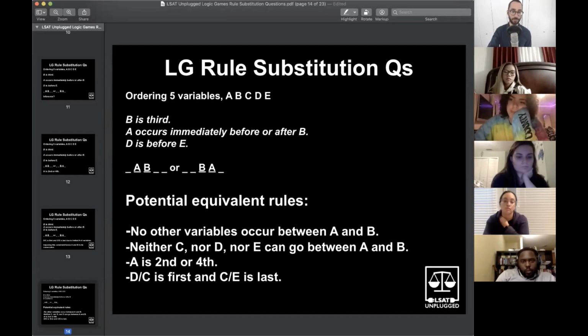And then that last one, D or C is first and C or E is last, is probably the hardest out of these 4. First 2 are basically just reframings. The other 2 are a little bit further removed. And of course, that last one's not even mentioning A or B at all. So a lot tougher, but gets you there too. And again, feel free to ask questions.